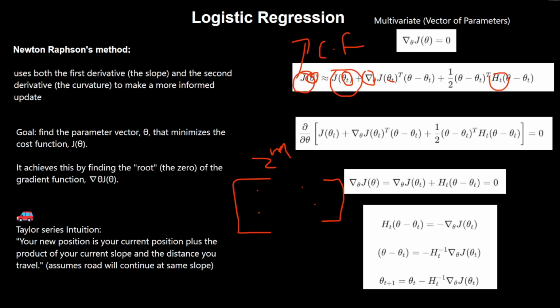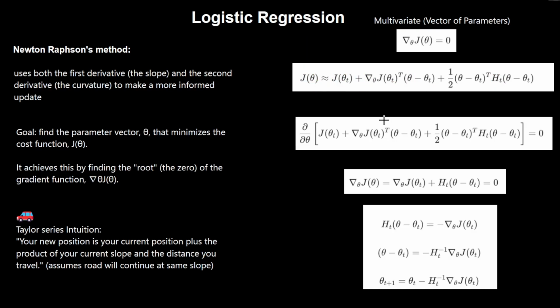The variable term here is this one, theta minus theta t. This is the variable we are solving for, and it represents the step or change we need to make from the current position t. If we subtract this, we know the new position or the new step we need to take. So that's it about the notations in this equation.